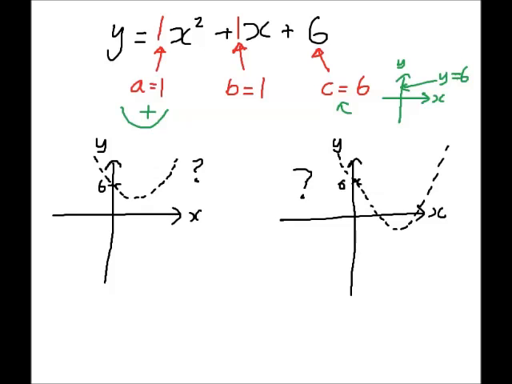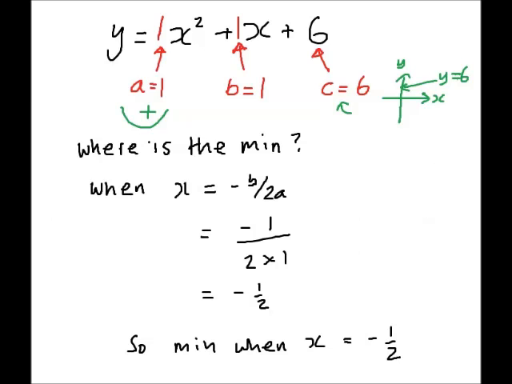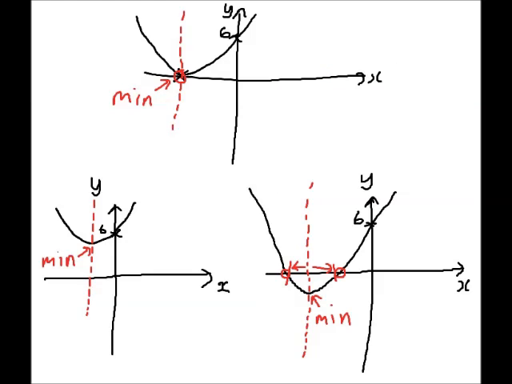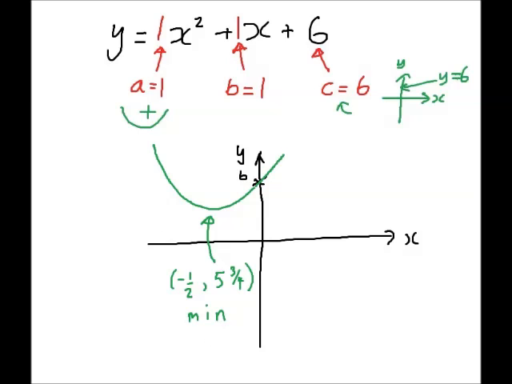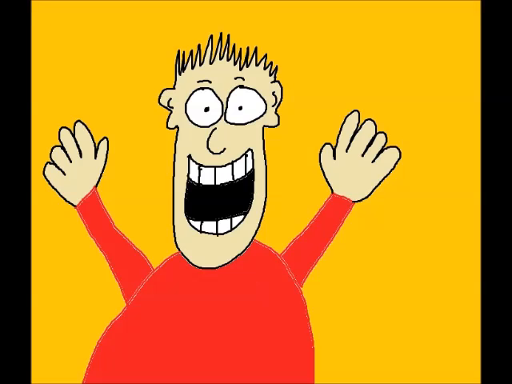So does it go down to the left, right, or on the y-axis? Well, minus b over 2a is minus 1 over 2 times 1, which is minus a half. So the minimum is at x equals minus a half. So it's to the left. Let's pop x equals minus a half back into the original equation and see how low it goes, the y-coordinate of the minimum point. Well, y is minus a half all squared plus minus a half plus 6, which is 5 3/4. So the minimum is at minus a half, 5 3/4. There, all done, sketch complete.